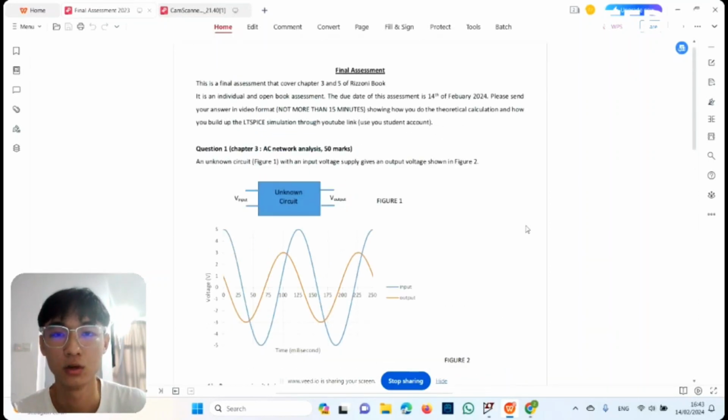So this is all for me for the explanation, my theoretical calculation, and how I built the LTspice simulation.